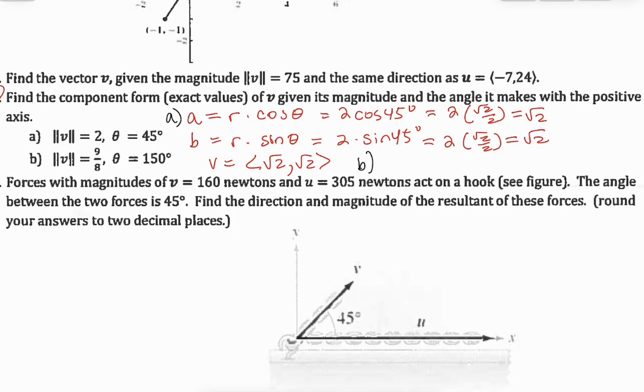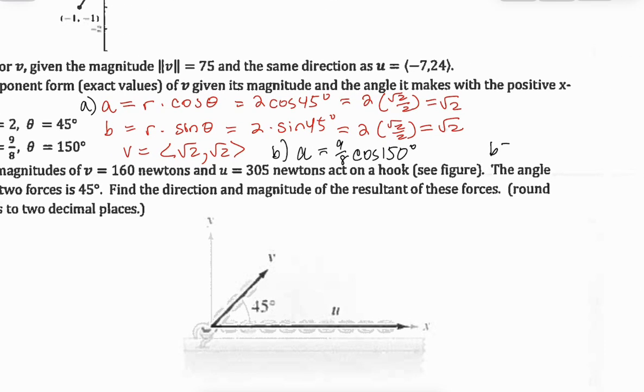So the x component, or the A component for B, would be 9/8 times the cosine of 150. And B is going to be 9/8 times the sine of 150. Now that's just a matter of knowing your unit circle values. Cosine of 150, at 150, that's the 30-degree reference in our second quadrant. So the x is negative square root of 3 over 2, the y is 1/2.